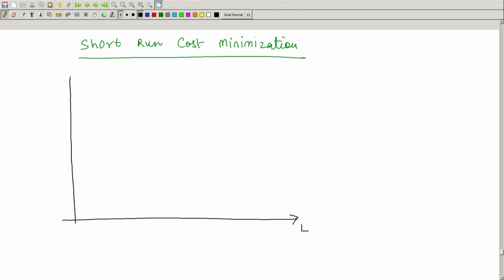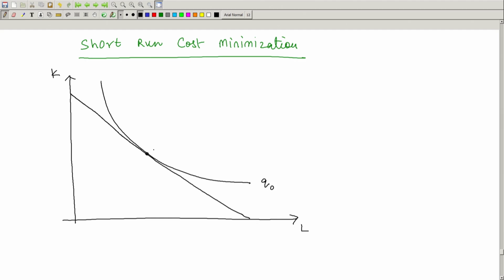On the x axis I have labor and I have capital on the y axis. Suppose the firm wants to produce Q0 amount of output. We are given some input price of labor, some input price of capital. So that tells me what the isocost line is. So in the long run, what will I do? I will look at the isocost line, which is going to be tangential to the isoquant at some point.